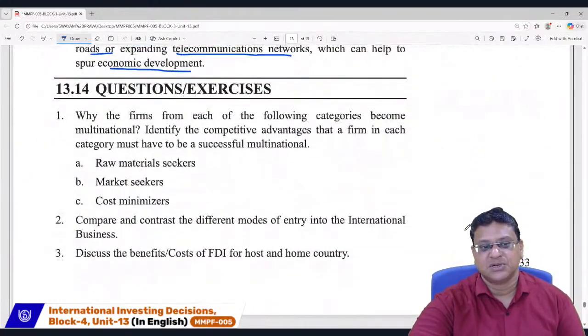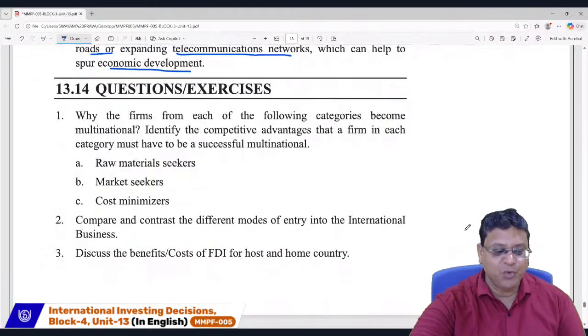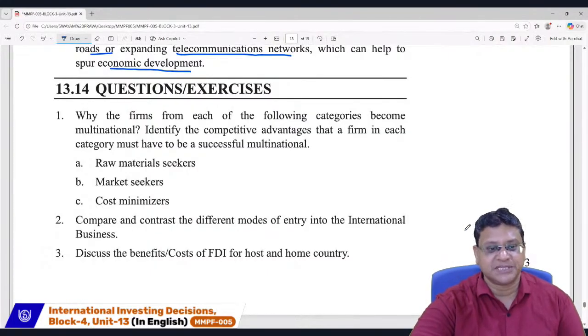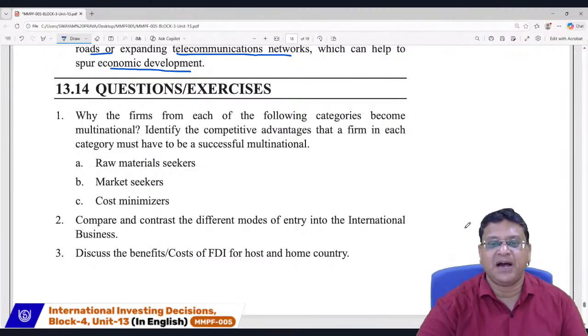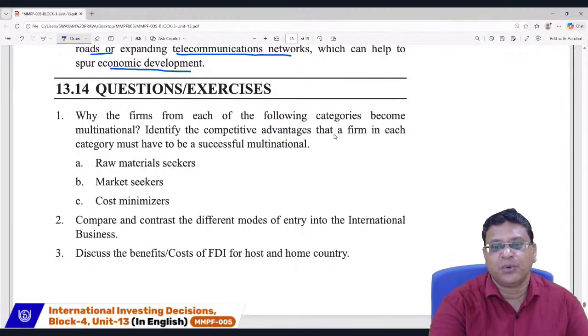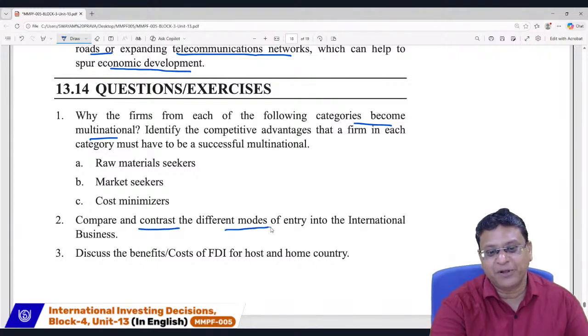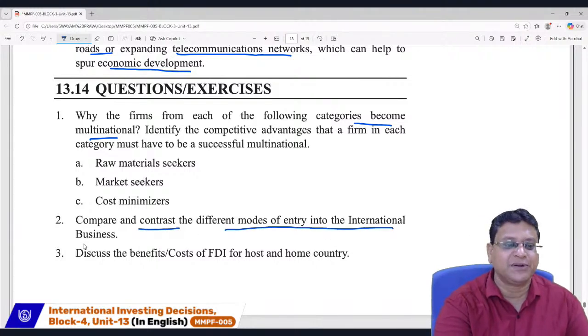So we have discussed today international financial management, entry modes and country risk assessment. Next, these are the important questions based upon this. What are the questions? Why do firms seek to become MNCs? Why do firms become multinational companies? Compare and contrast different entry modes of international business.